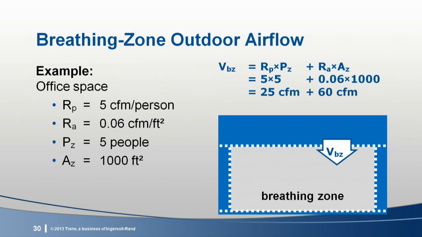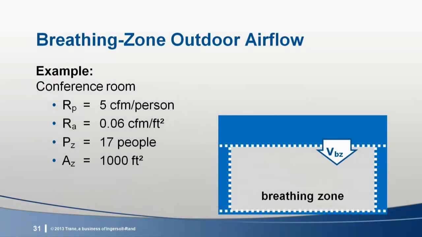Plugging these 4 numbers into the equation, we find that the standard requires 25 CFM of outdoor air to dilute the people-related sources plus 60 CFM to dilute the building-related sources. So in total, the zone requires 85 CFM of outdoor air delivered to the breathing zone.